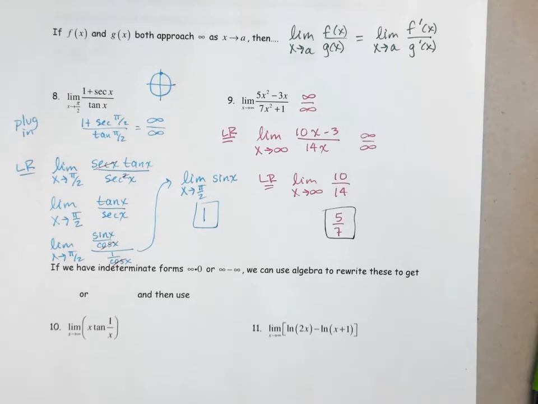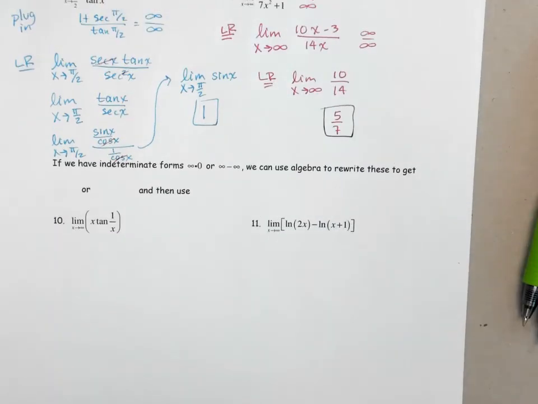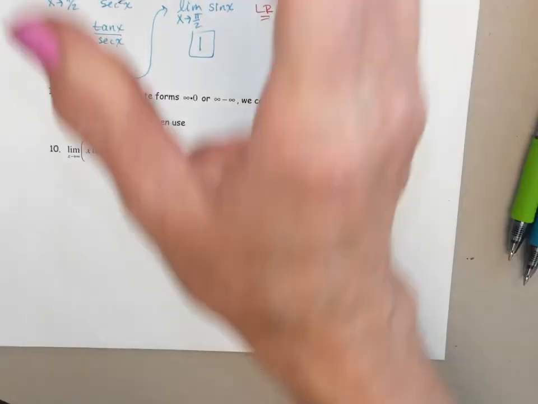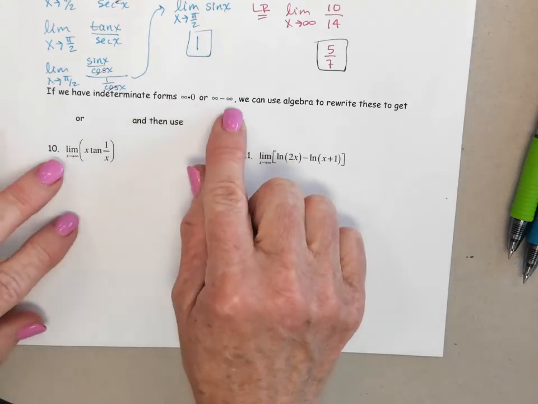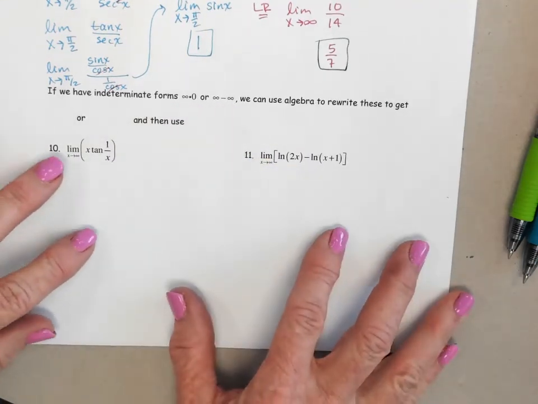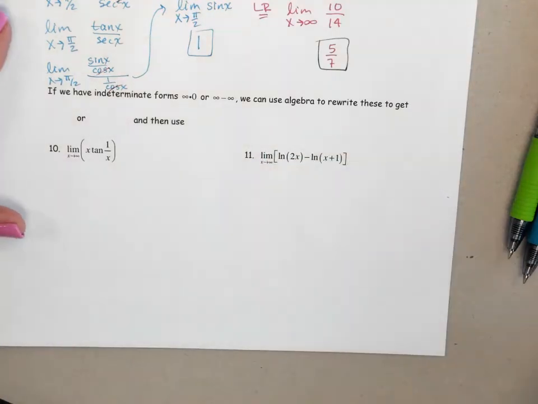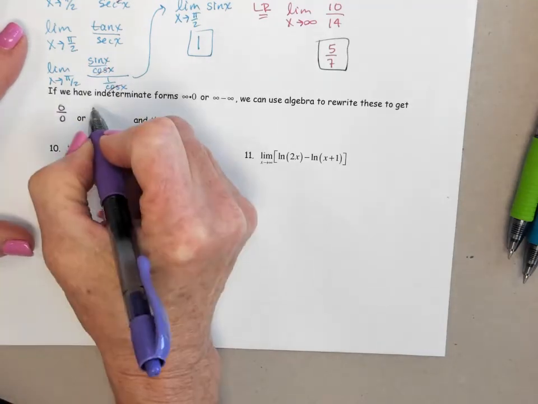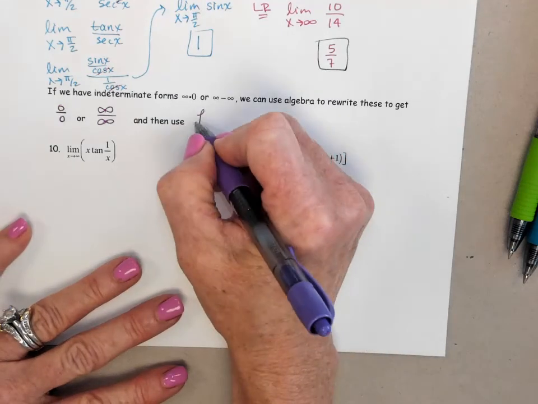All right, that takes care of the indeterminate form infinity over infinity. We have two other indeterminate forms right here: infinity times 0 or infinity minus infinity. If this happens, we can use algebra to rewrite these somehow to get a 0 over 0 or infinity over infinity, and then use L'Hopital's rule.